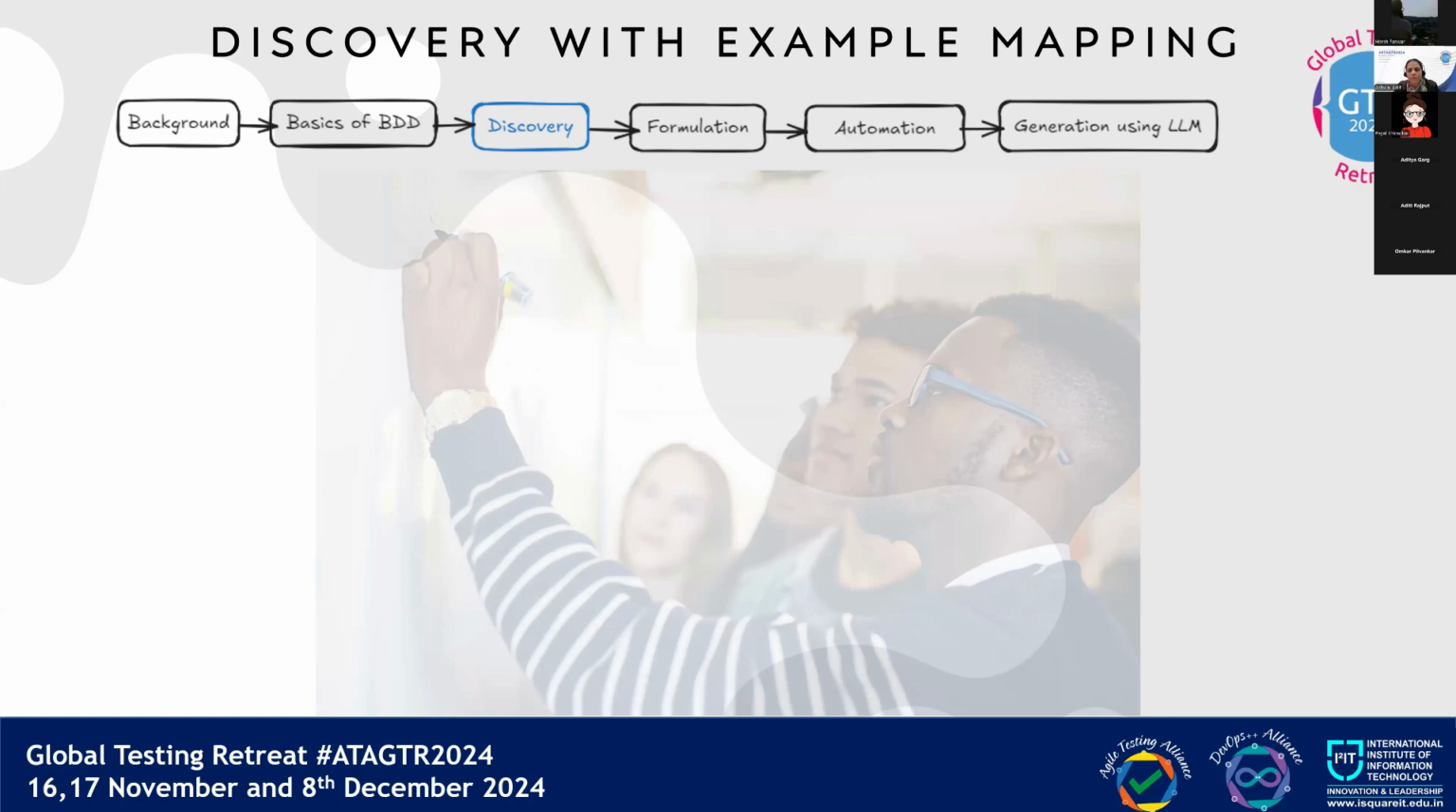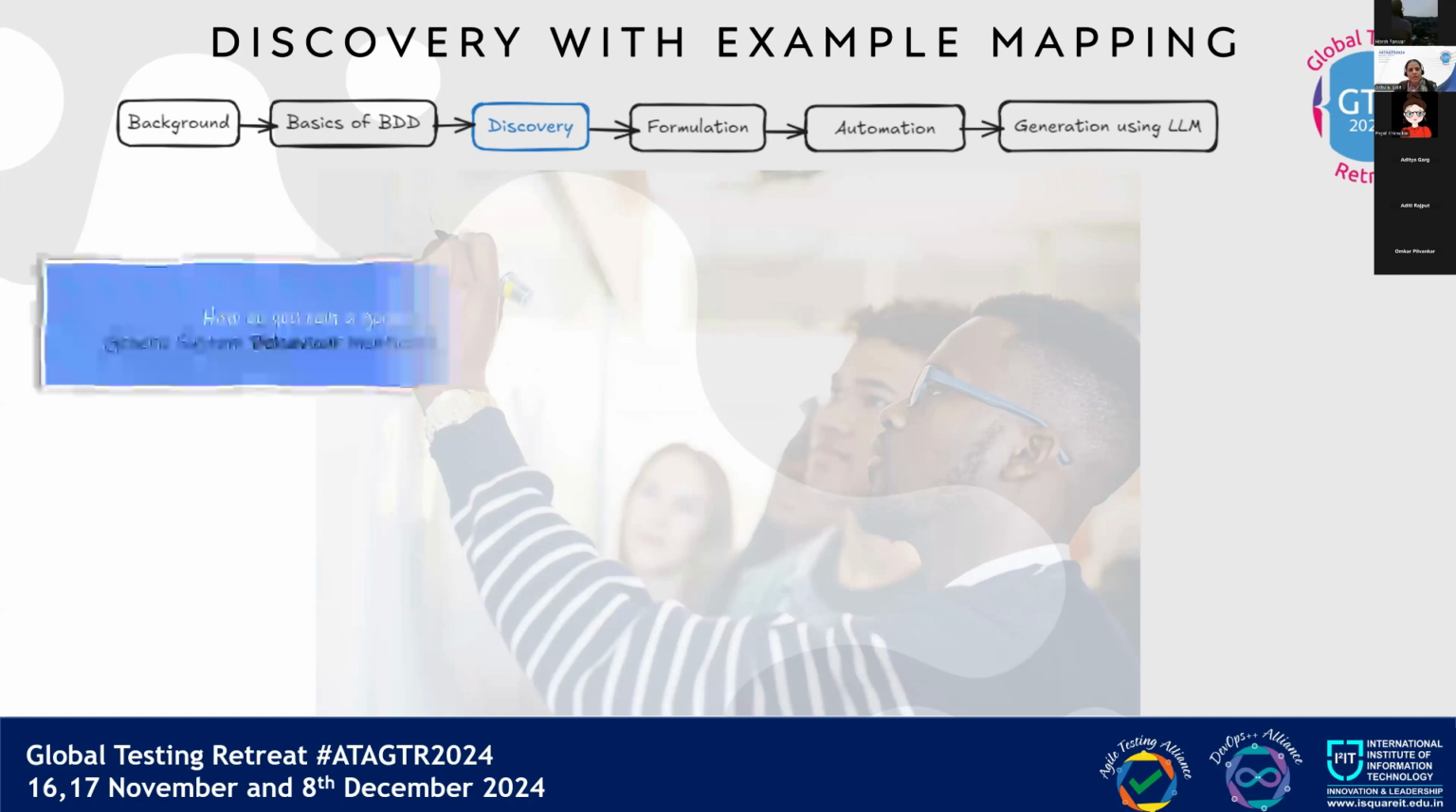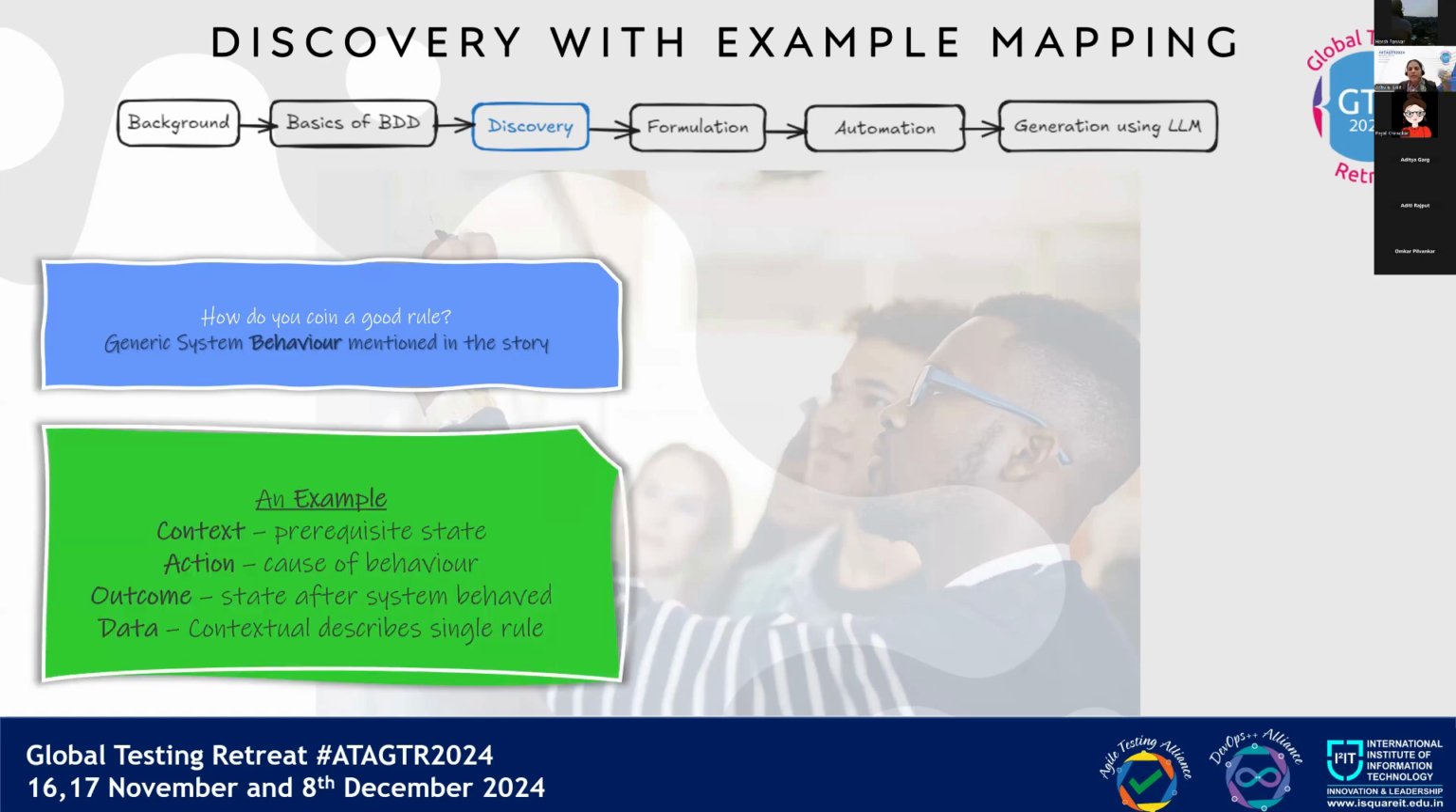Okay. Yeah. Right. So a rule can be very easily put with the help of a blue card, where you put down the system behavior. And an example needs three aspects: context, action, outcome. So context is the prerequisite.